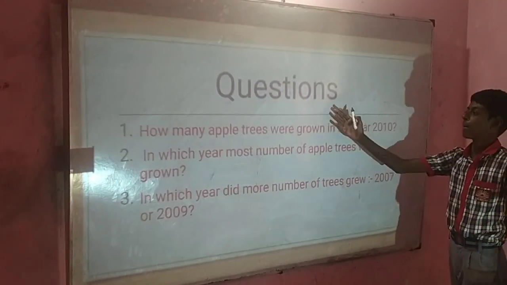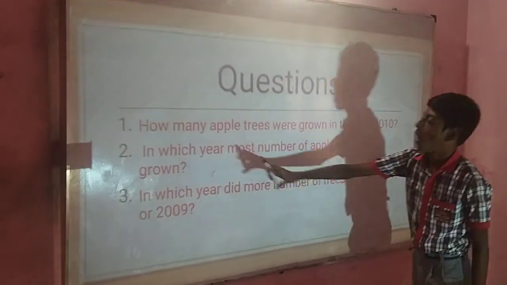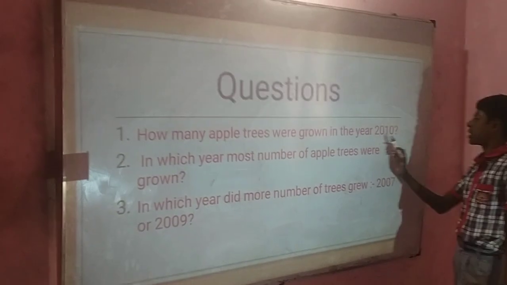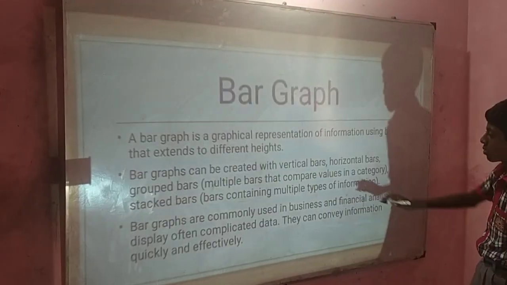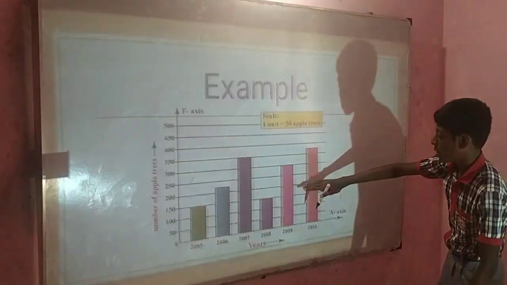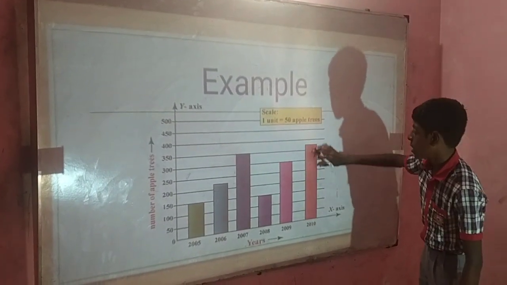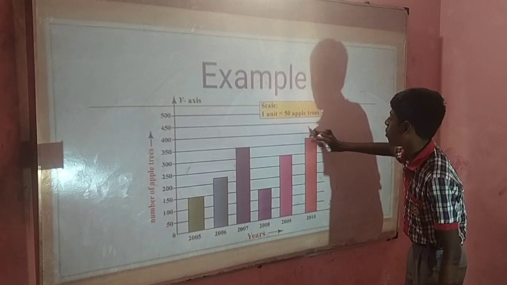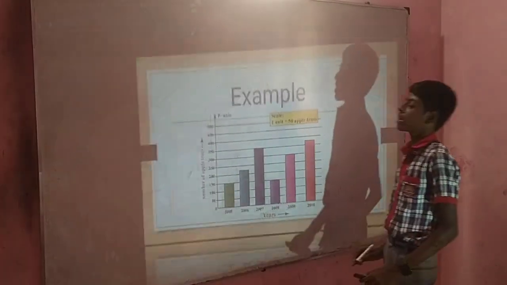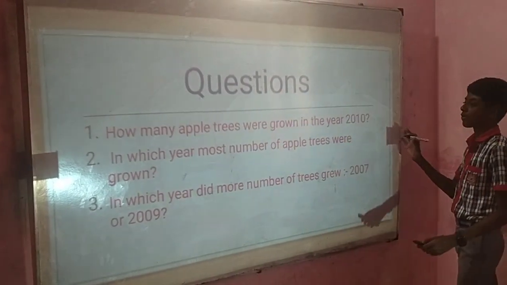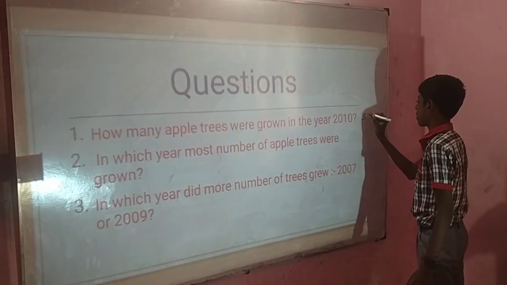Now let's come to the questions. How many apple trees were grown in the year 2010? In the year 2010, it is between 350 and 400, which means it is 375. 375 apple trees were grown in the year 2010.